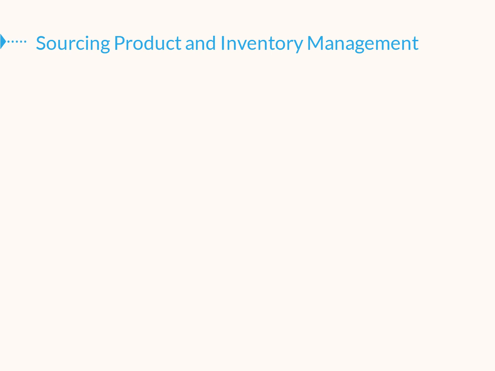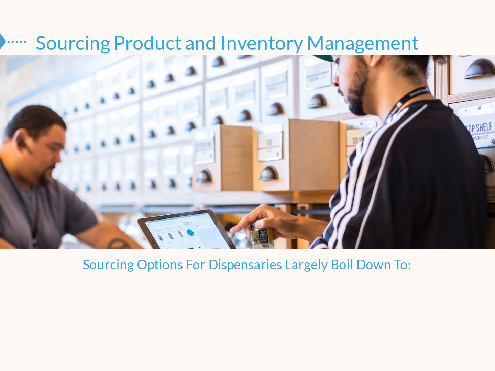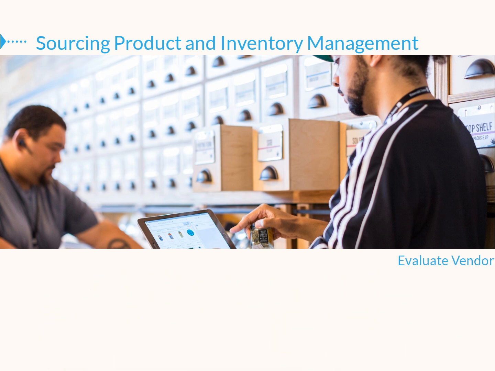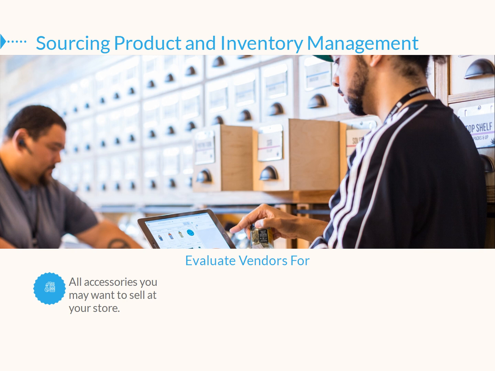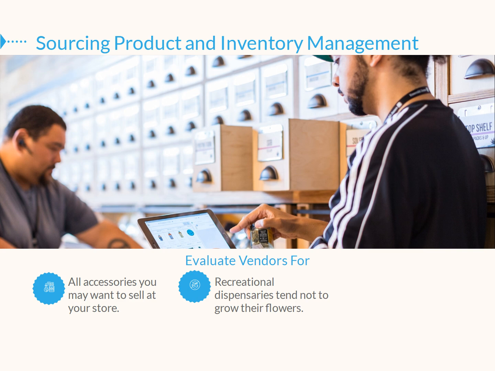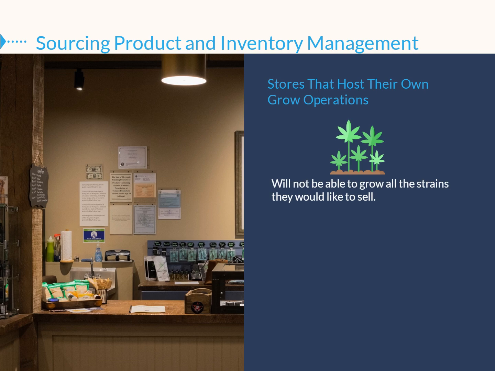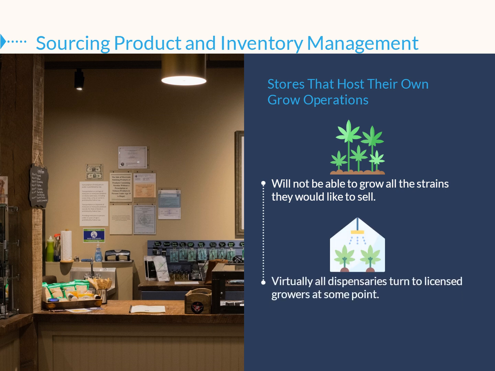Sourcing product and inventory management. Sourcing options for dispensaries largely boil down to either grow your own flower or purchase it from an authorized supplier. You'll also have to evaluate vendors for all accessories you may want to sell at your store, and for the most part, recreational dispensaries tend not to grow their flowers, while medical dispensaries do, which is mandated in some regulated markets. However, even stores that do host their own grow operations will not be able to grow all the strains they would like to sell, meaning virtually all dispensaries turn to licensed growers at some point.